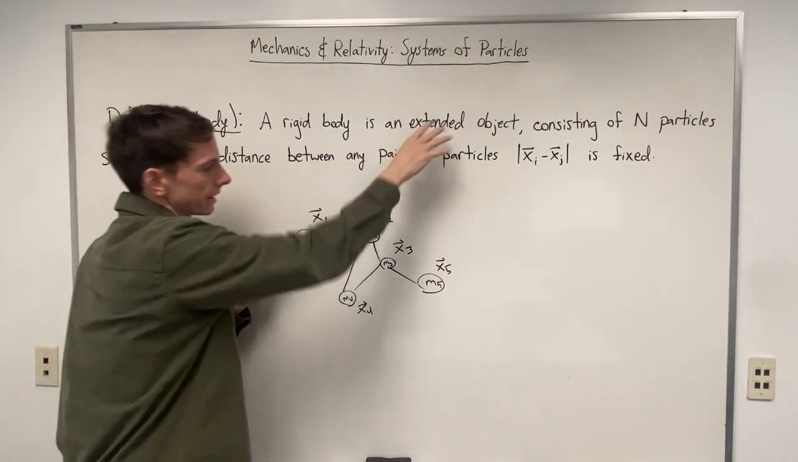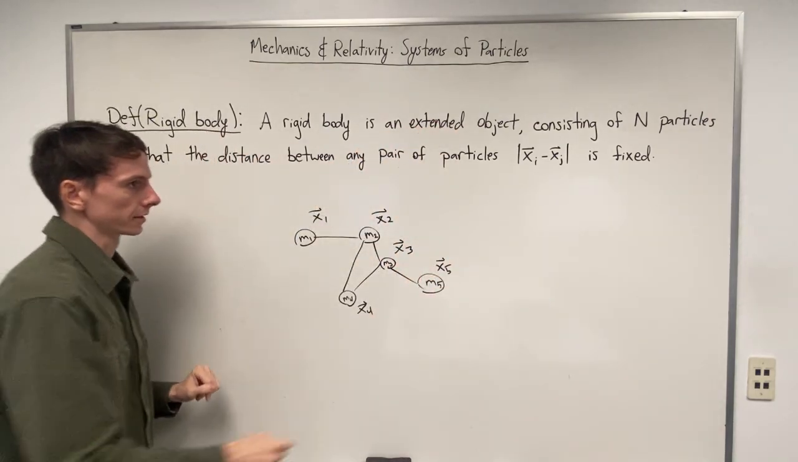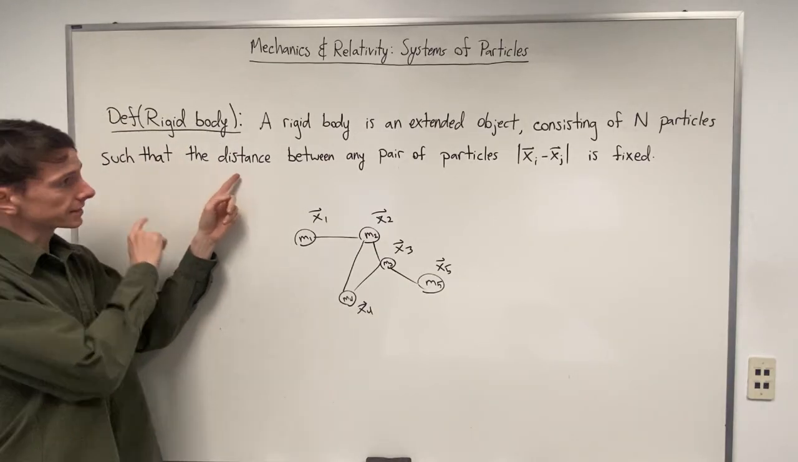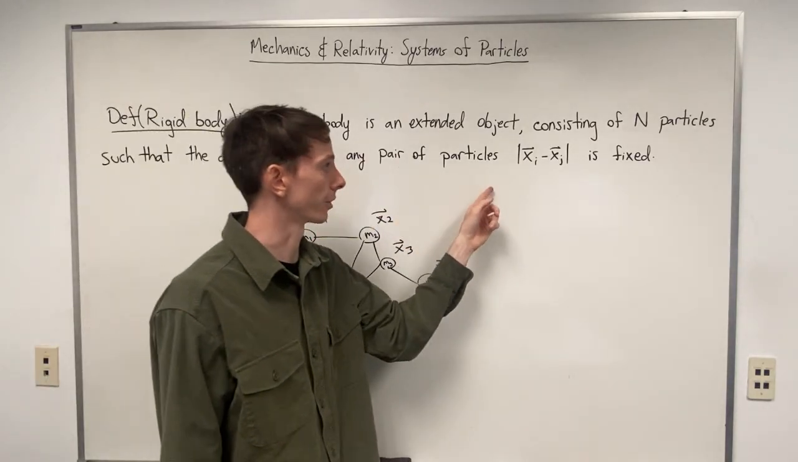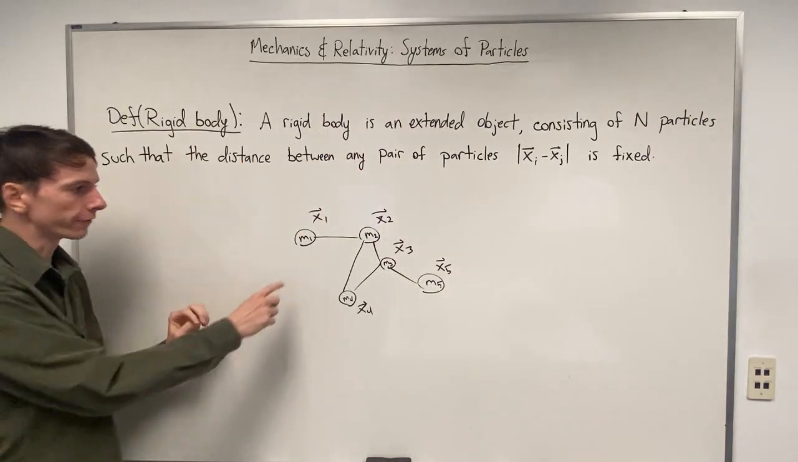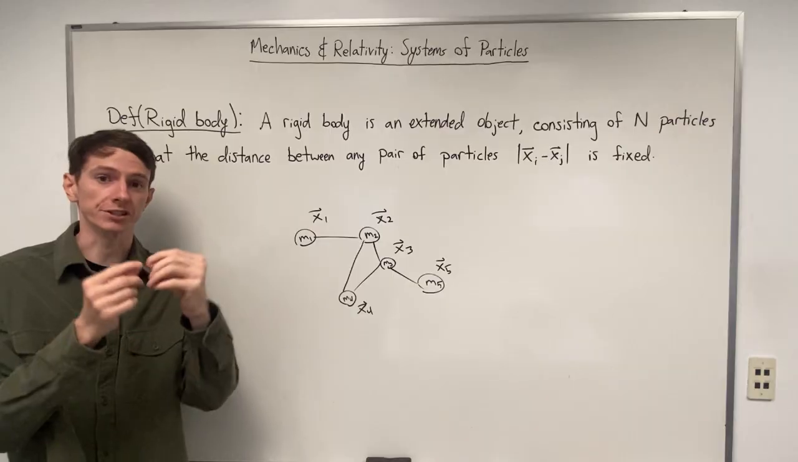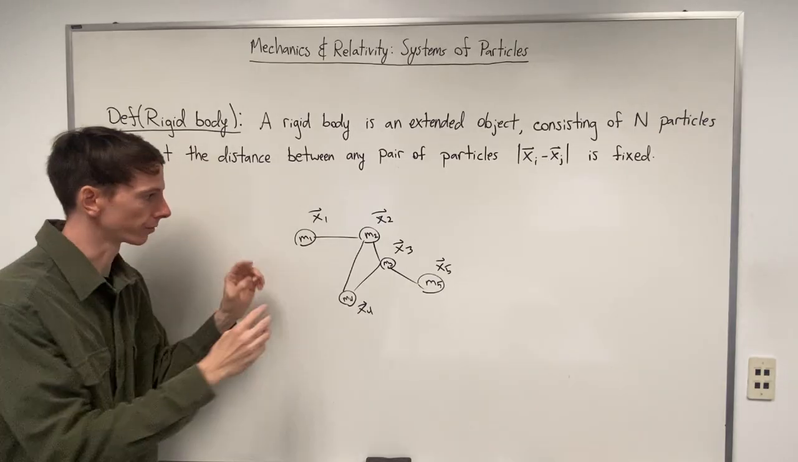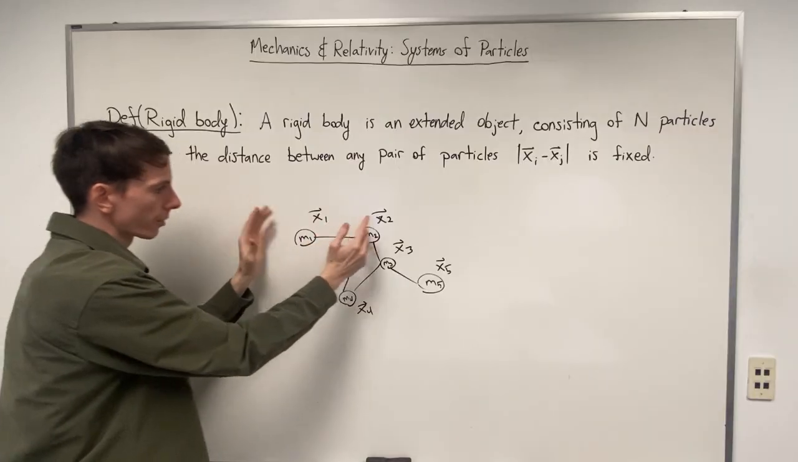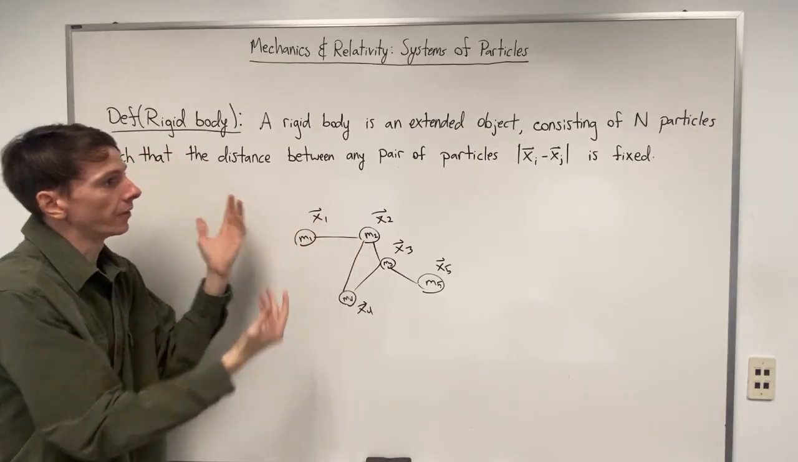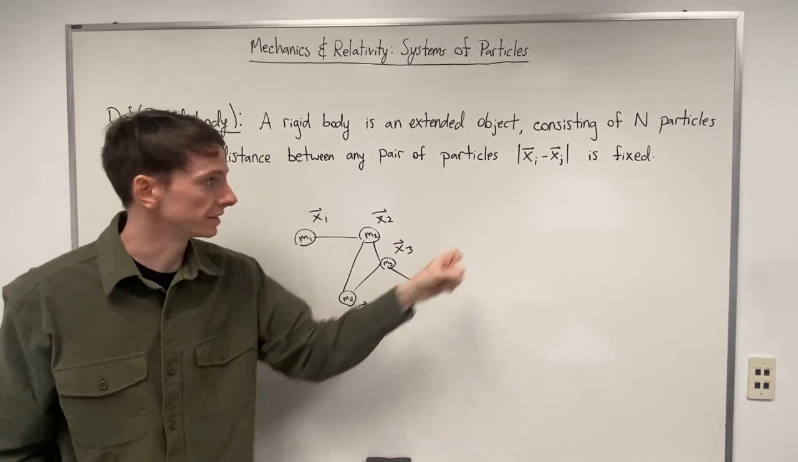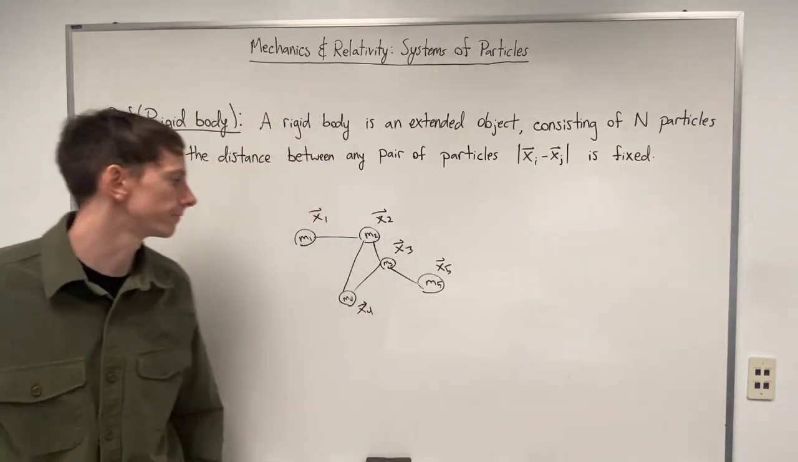A rigid body is an extended object, like what we're seeing right here, consisting of some number of particles, such that the distance between any pair of particles, xi minus xj, is fixed. So if this line right here happened to be a spring that could oscillate back and forth, then the distance between particle 1 and particle 2 would be able to oscillate, and this distance would be able to change. But for rigid bodies, this distance must remain fixed.